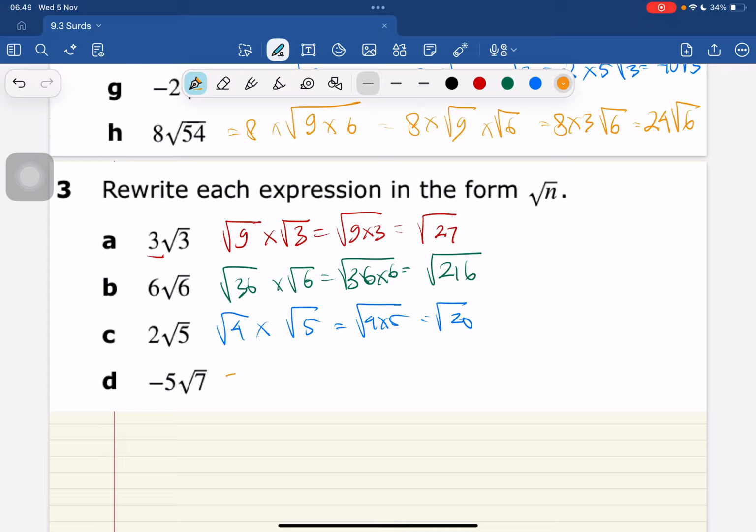So we will leave the negative outside. So square root of 5 is, 5 squared is 25, times square root of 7. So minus, and then square root of 25 times 7. So 25 times 7, leave the minus outside, is square root of 175.